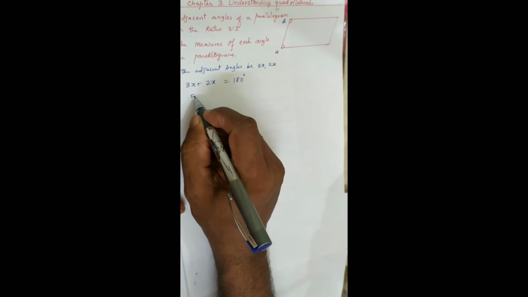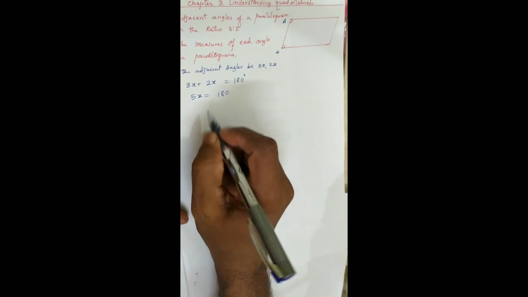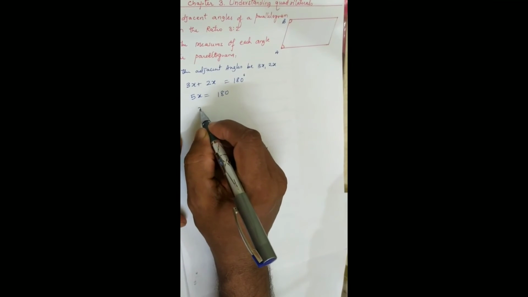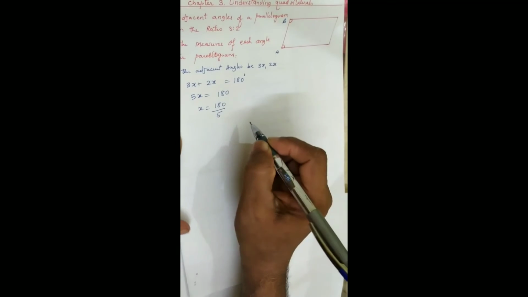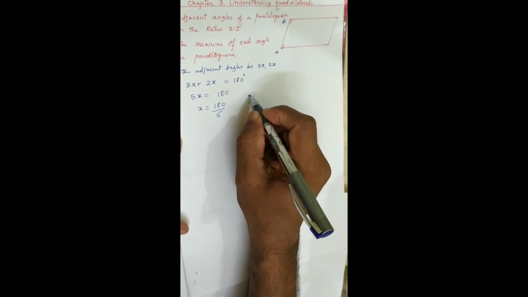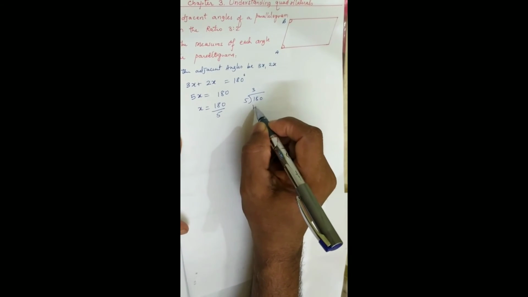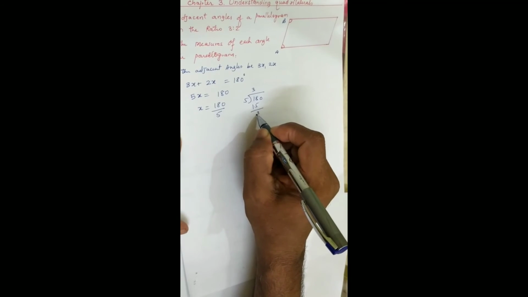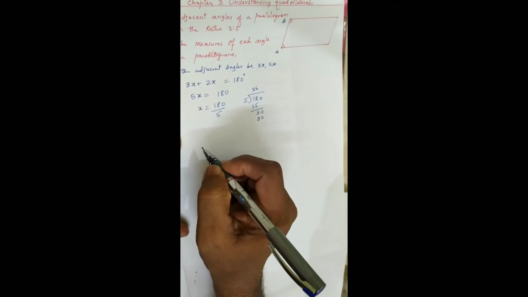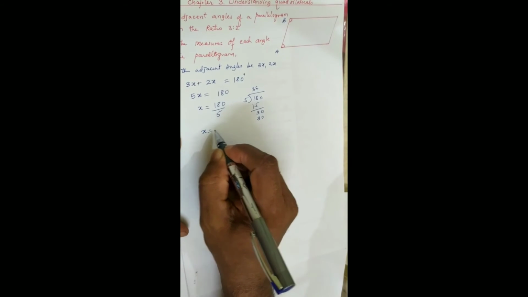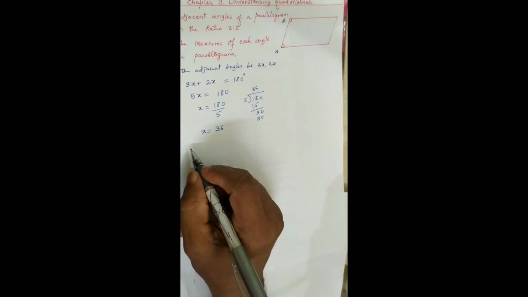So 5x is 180, 3 plus 2 is 5, and x is 180 upon 5. So we can divide this by 5: 5 3s are 15, and 30 here, 5 6s are 30. So x is 36. Now we have to find out 3x and 2x.